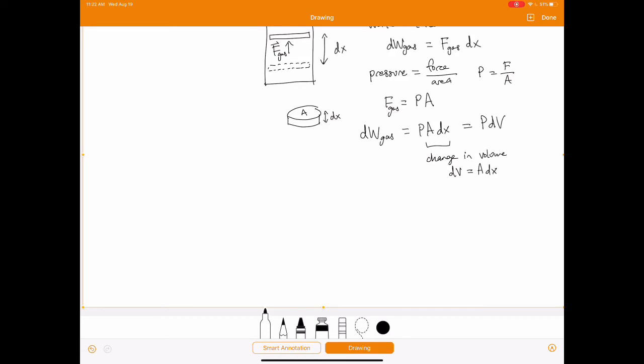Now all we have to do is integrate both sides, and we'll get the total work done by the gas when we integrate it. And then we'll have on the other side of the equation the pressure times dV integrated like this. Okay, so that shows that the work done by the gas is the integral of pressure times dV.